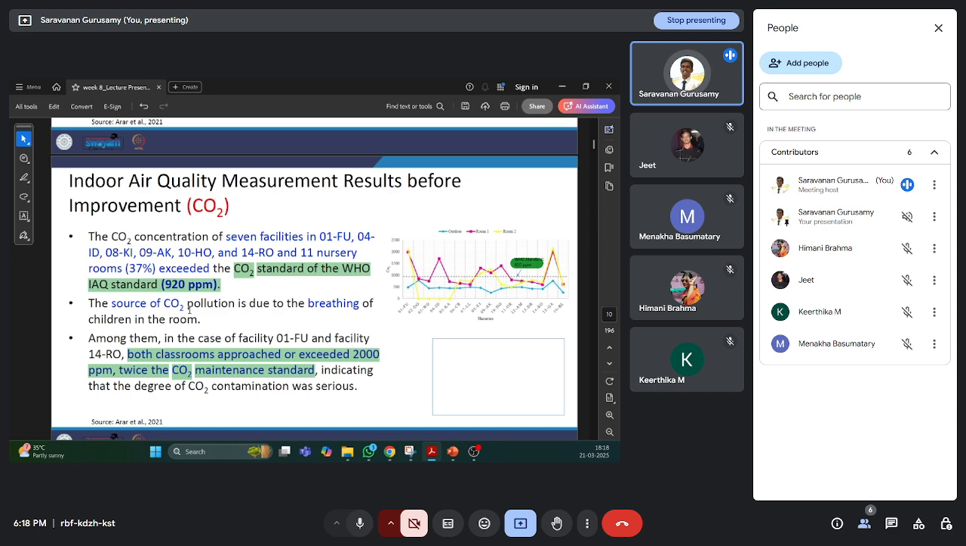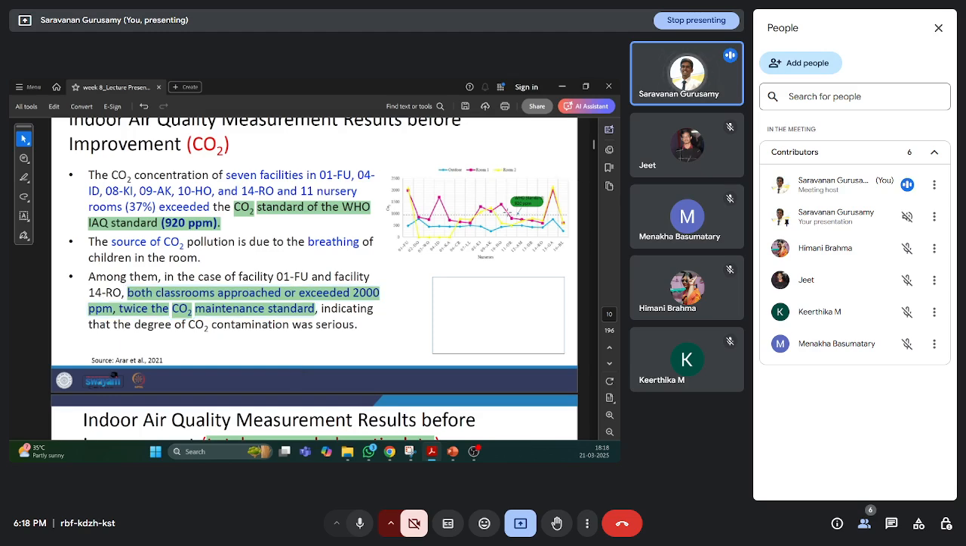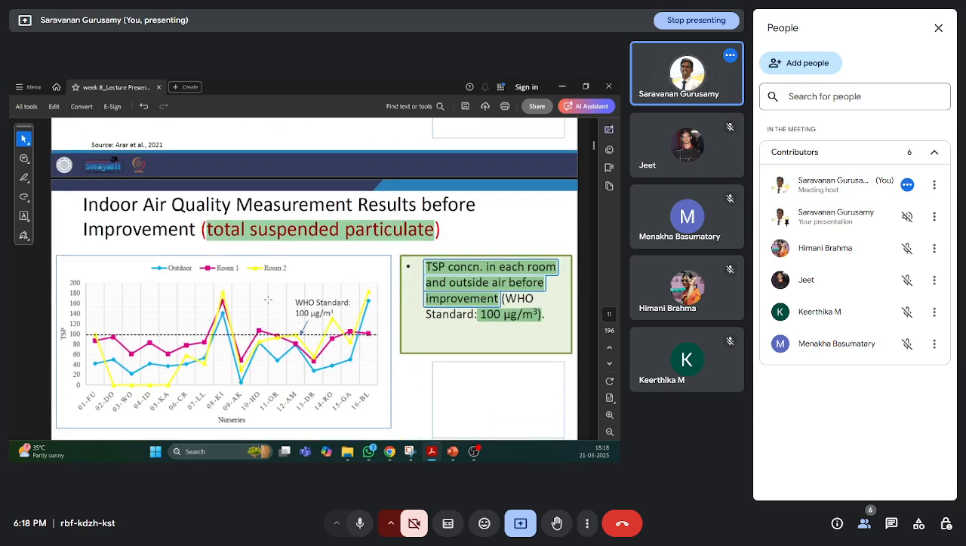Because there is no ventilation, the CO2 is rolling inside the building. That will increase the concentration of CO2 inside the building. But outside, people are also inhaling, but there is dilution of the carbon dioxide level. That's why it's getting reduced. Both the classrooms approached exceeding 2000 ppm, twice the maintenance standards. So 920 is the limit, 2000 is double the standards. So you can think how much they are prone to CO2 as a pollutant.